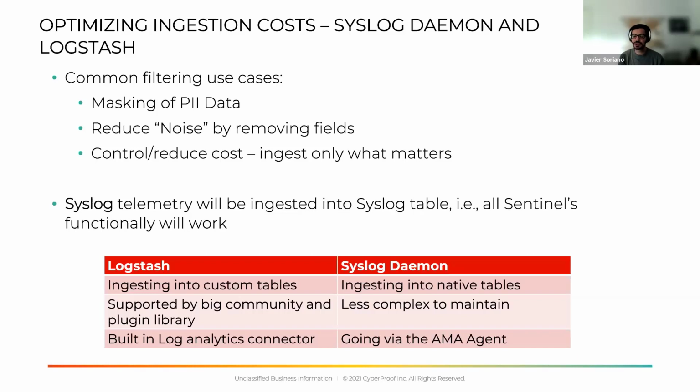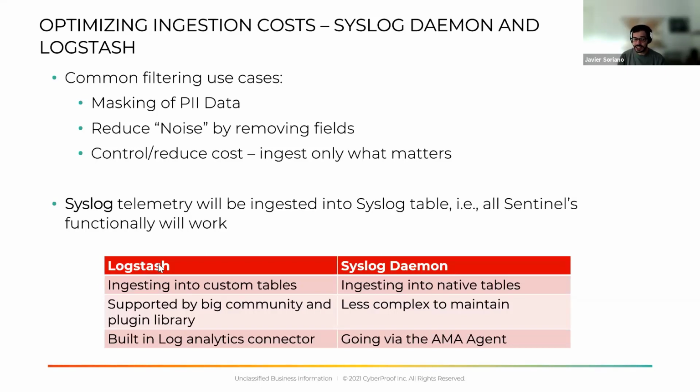So the common use cases for this approach are, for example, masking of PII data, reducing the noise by removing fields that we don't really need. And of course, as we have been mentioning, controlling and reducing the cost by ingesting only what matters, right? An important point that I mentioned here in the slide is that the syslog option, the one where we filter at the syslog daemon, will be ingesting into what we call a native table, which is called syslog itself. And that allows us to take advantage of all the different Sentinel features.